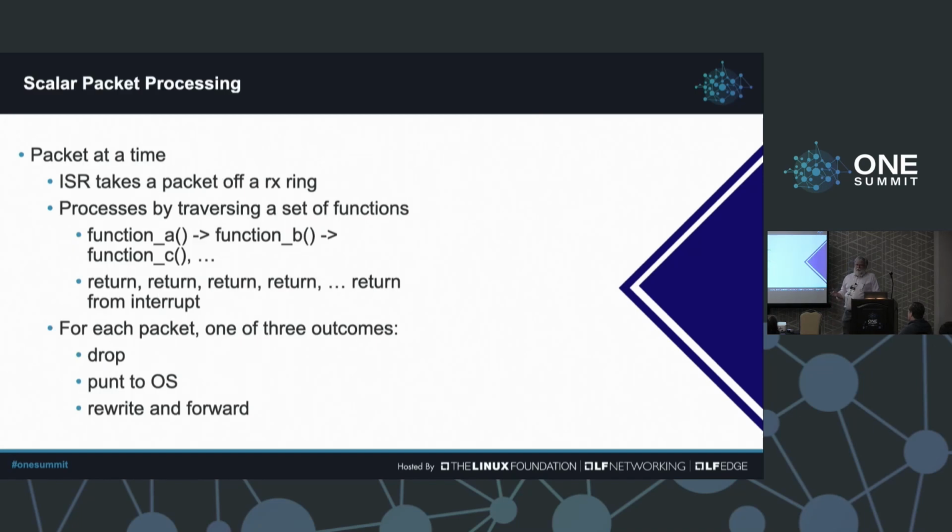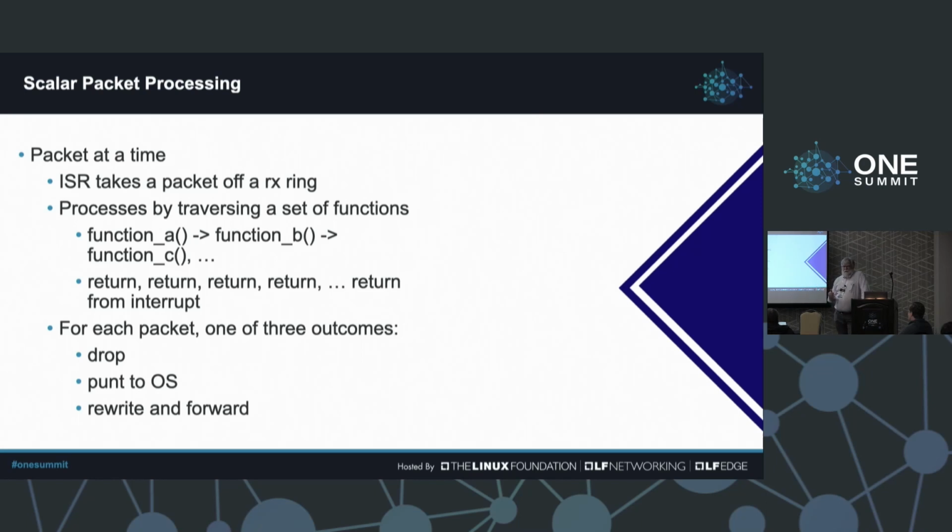So scalar packet processing is typical kernel networking. BSD, Linux kernels, they've all been the same. You have an interrupt service routine that takes a packet off of a ring that the NIC has put it there. You basically process the packet by running a set of functions. Function A calls function B, calls function C, calls function D. You're making decisions in the middle of some of these functions to go a different way, but you still have this long call chain of functions. And then when you're done, you return from all of it eventually, right?